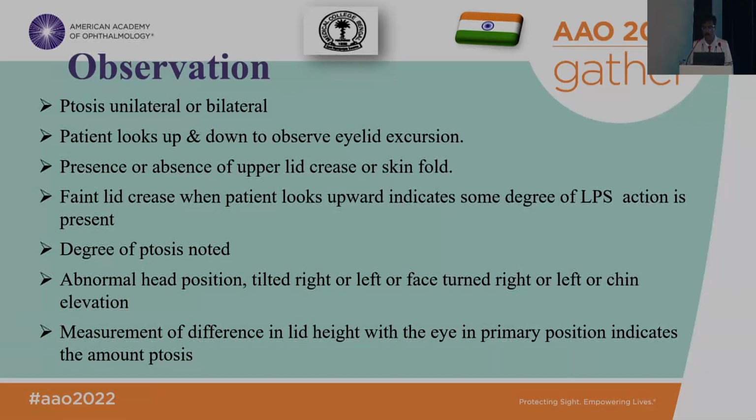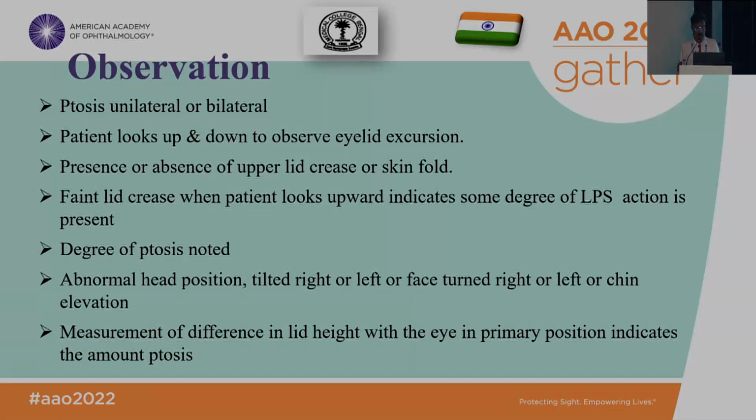A faint lid crease always signifies there is an attachment of the LPS muscle. The LPS muscle has 5 attachments: the skin, the anterior part of the tarsal plate, the conjunctiva, the lateral horn, and the medial horn. The degree of ptosis is also noted.